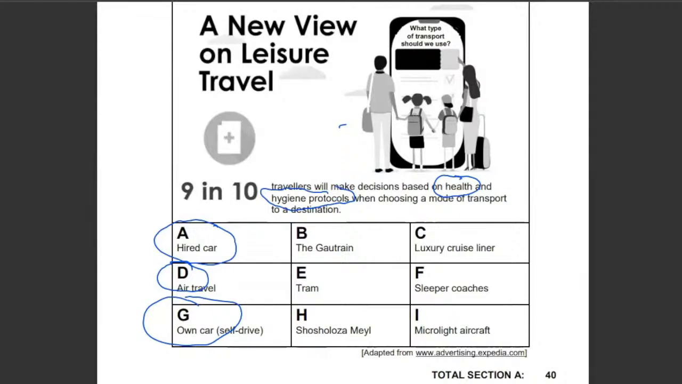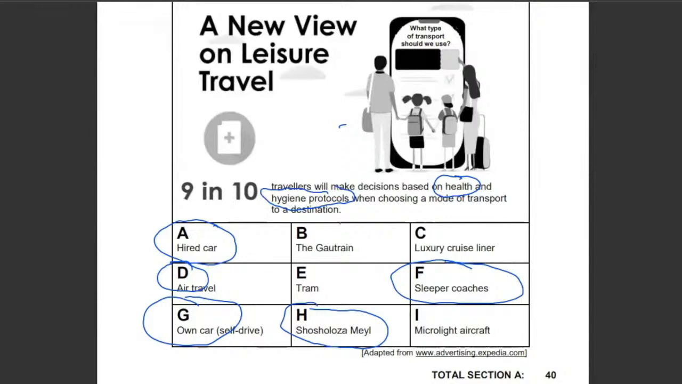Then, in addition to that, we can take the Shosholoza Mail, because there is indeed a Shosholoza Mail train which runs between Johannesburg and Durban. So Shosholoza Mail can be an option. Then, to make them 5, we can also take the sleeper coach. Sleeper coaches are buses which are suitable for families and which are also comparatively safer.